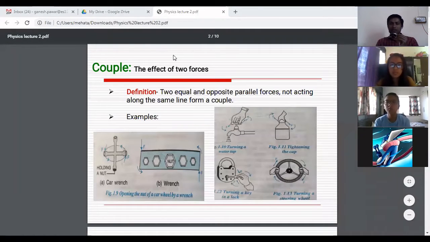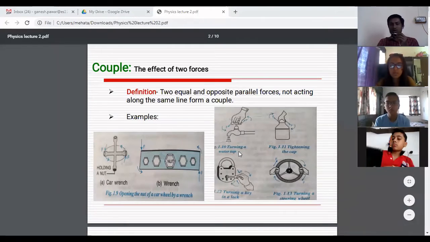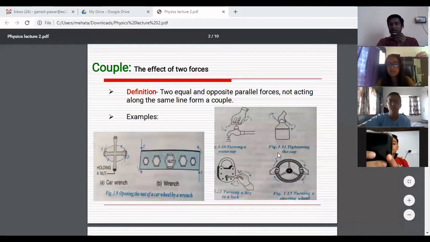But in some examples, we have to consider the existence of two forces. Likewise, here you can see turning the water tap, then tightening the cap of the ink bottle, turning a key in a lock.